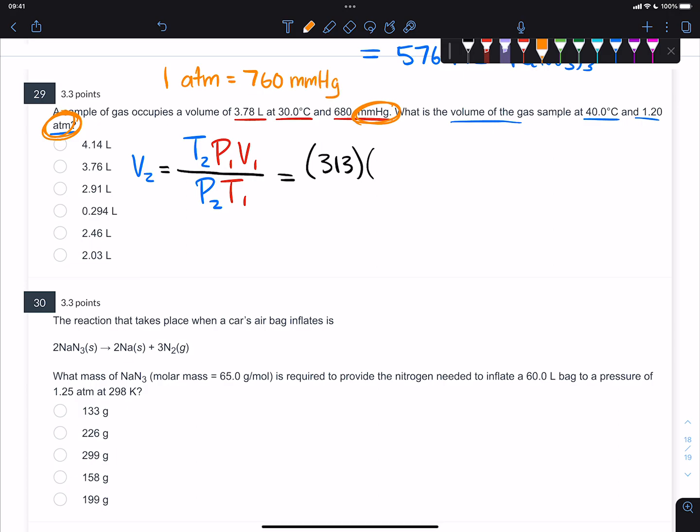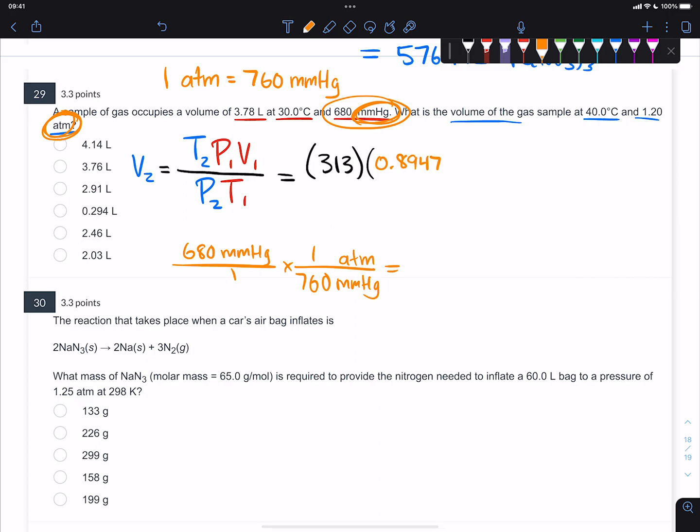So you can convert. Let's actually just handle that right now. It doesn't matter which one you turn into which. I'm going to turn this into atmospheres. So 680 millimeters of mercury is equal to, convert millimeters of mercury into atm. 1 atmosphere is 760 millimeters of mercury, and then you get 680 divided by 760, 0.8947, blah, blah, blah. Just keep those extra digits in your calculator.